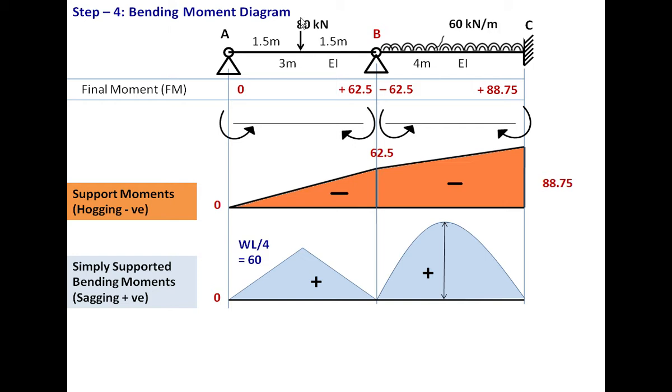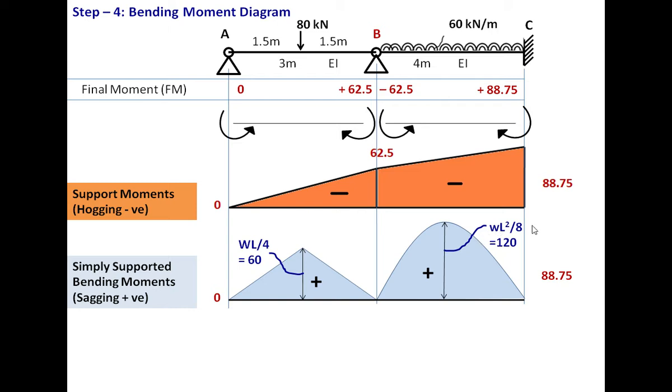Any central point load on a simply supported beam gives a triangular diagram with a central ordinate equal to WL by 4, and any simply supported beam subjected to a UDL W throughout the span has a simply supported bending moment diagram that is a parabola like this. Both these diagrams are positive, the previous diagram is negative. When we add them together, we get the final bending moment diagram.